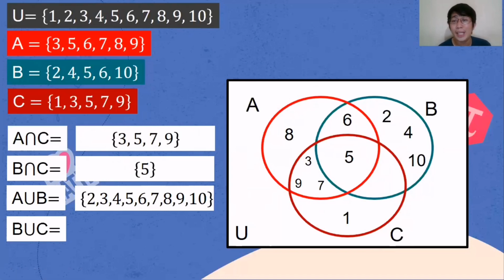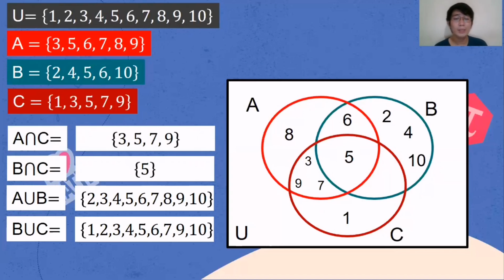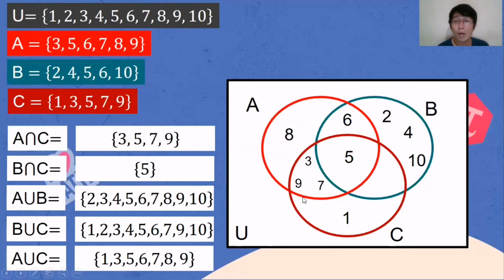Next, B union C. B union C. So 8 lang po ang wala kasi as we can see on the given circles set B and set C, we have 2, 3, 4, 5, 6, 7, 9, 1, 10. We just simply combine all the elements of B and C. That is B union C. I hope you understood. 1, 2, 3, 4, 5, 6, 7, 9, 10. Next examples, A union C. We will just be combining or writing all the elements of A and C. So those elements are 1, 3, 5, 6, 7, 8, 9.